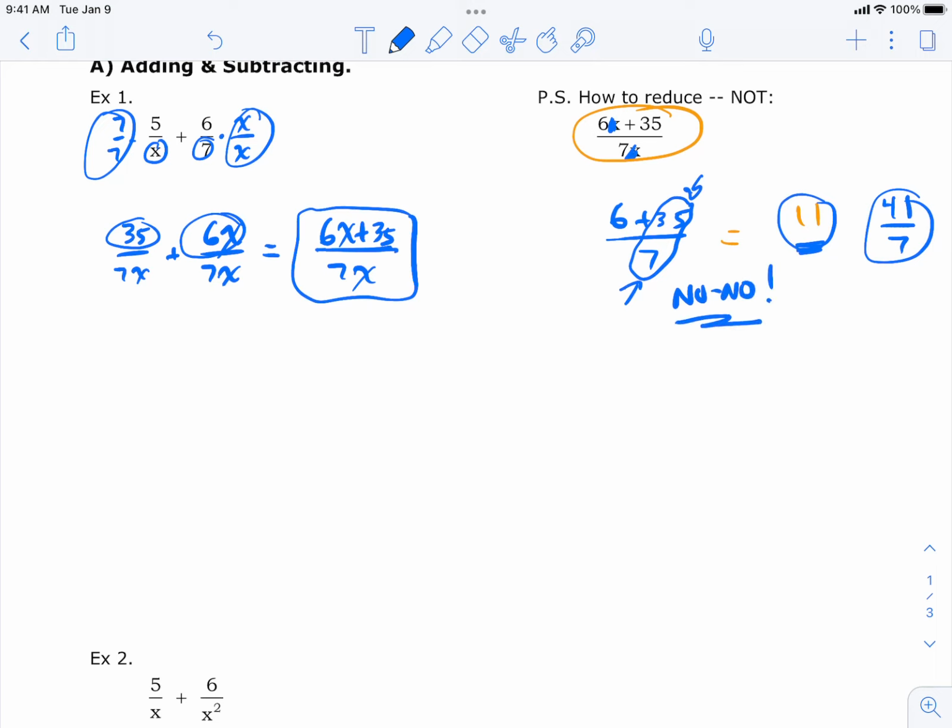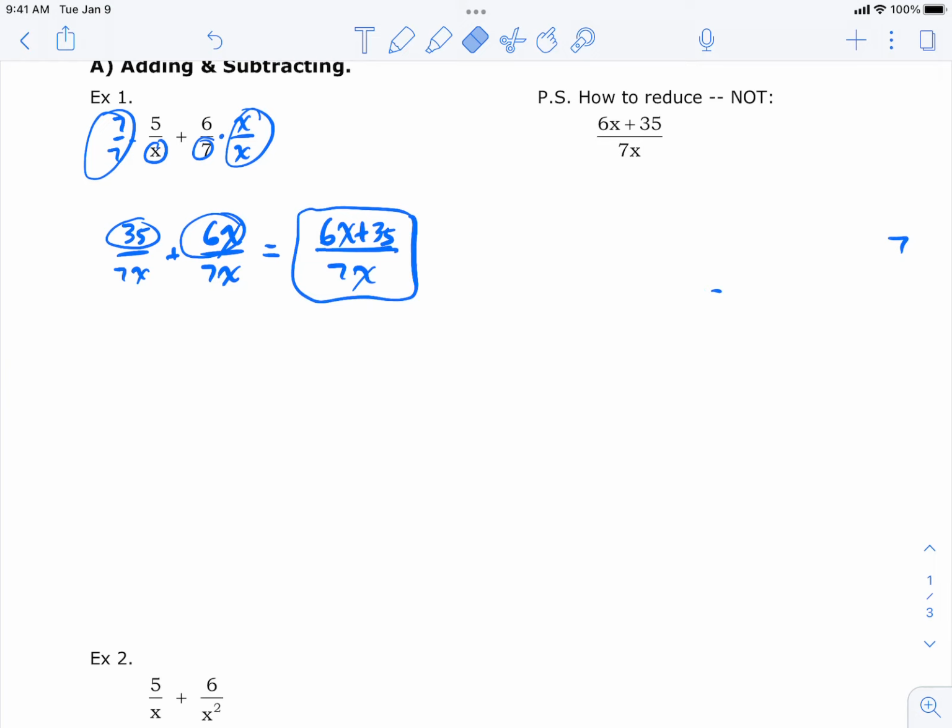So that proves to you that canceling like this is a no-no. Don't do it. Do not cancel like that. And by the way, hopefully that looks kind of similar to what we were thinking up here when we canceled the x's. It's one of these diagonal cancels. You cannot do those. Don't do that.